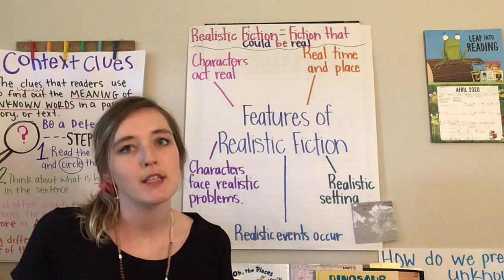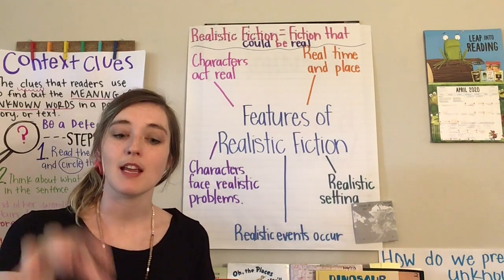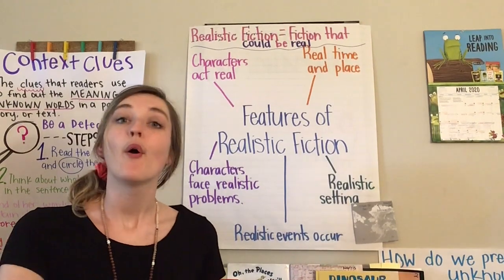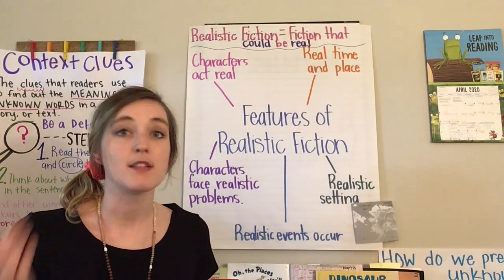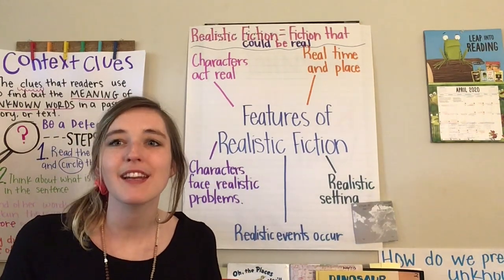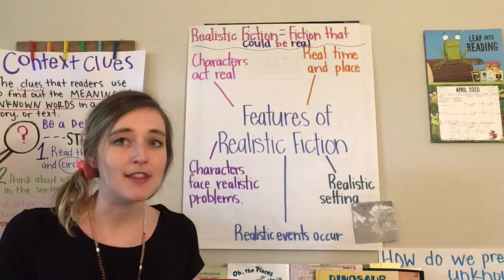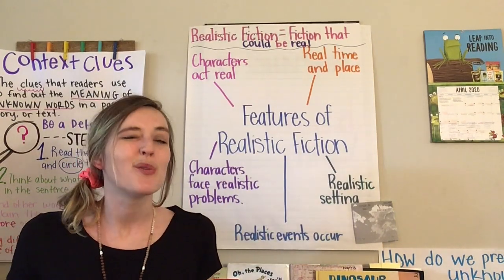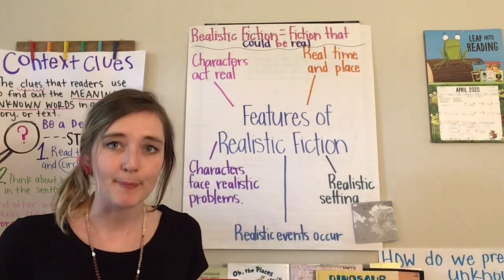Number 2 is real time and place. So the story could have happened in today's time, or it could have happened in the past, but it's true to the time. So it's not in a different galaxy, it's not on a different planet or anything like that. What it is, it's happening on Earth in a time period that we have experienced before. So not really the future as well. It needs to be kind of at a current time.